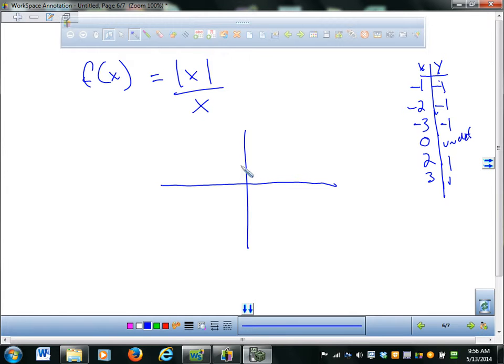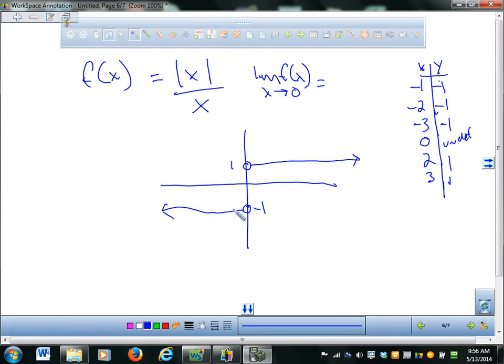Okay? So this function actually looks like, if I were to graph it, it looks like this going this way, and it looks like this going this way. It's not squiggly like that, okay? And this is 1 and this is -1. What's the limit of f of x as x goes to 0?